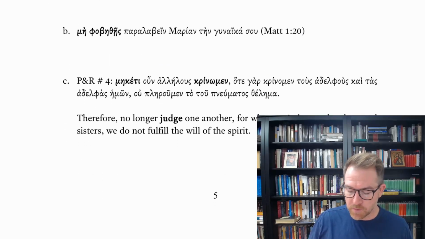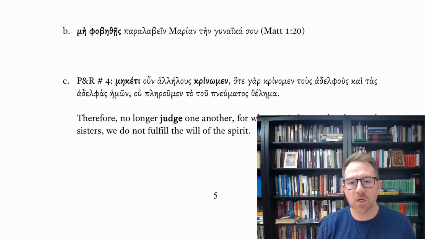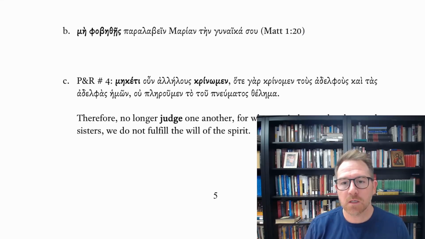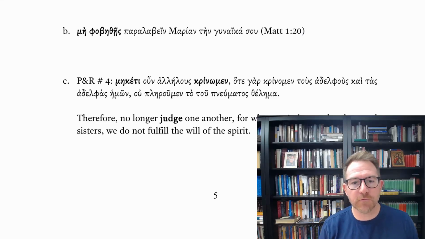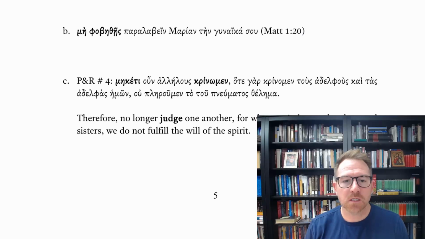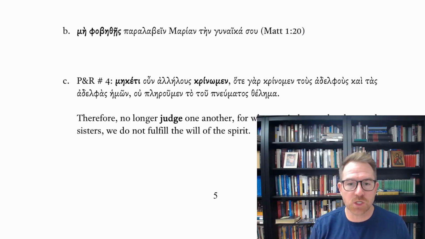An example here, practice and review, sentence number 4. Mēketi oun allēlous krinōmen, hoti gar krinomen tous adelphous kai tas adelphas hēmōn, ou plērōmen to tou pneumatos thelēma. So the mēketi is no longer. Therefore, let us no longer judge one another. This is a negation as well as a hortatory negation. Let us not, do not judge one another.